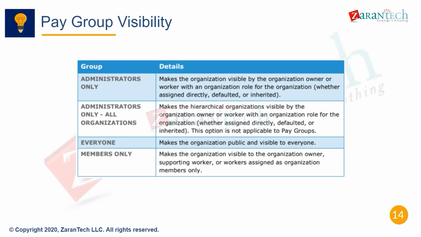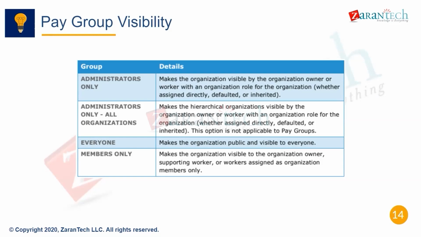The last option is administrator only, all organization. If we set this option for visibility, then any administrator, not necessarily one having an administrator role on that pay group, can see the members. If he is administrator for any other pay group, then also he can see members of the first pay group. So if I'm administrator for pay group 2, I can still go and see that Anwar belongs to pay group 1.